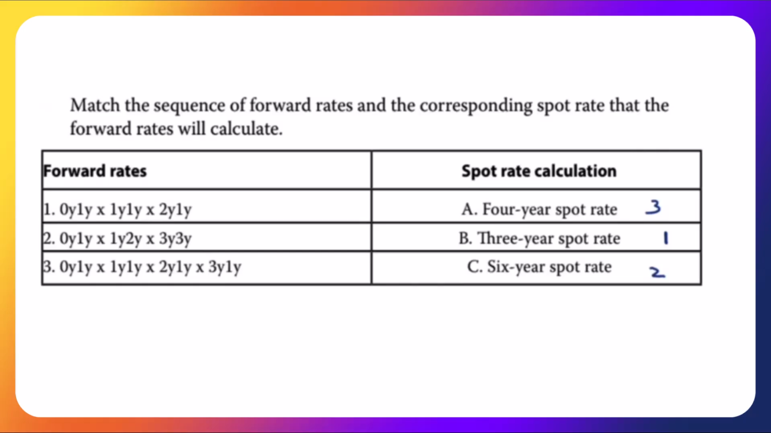Match the sequence of forward rates and the corresponding spot rate that the forward rates will calculate. So here we have 0.